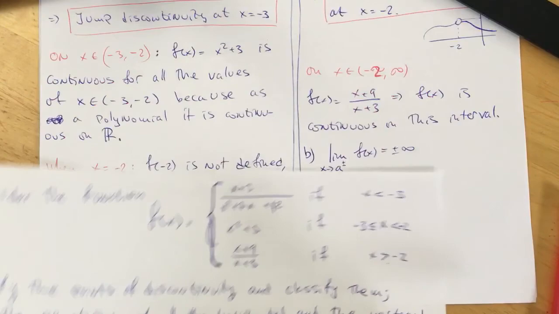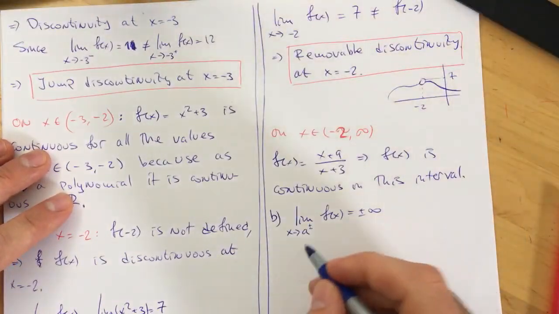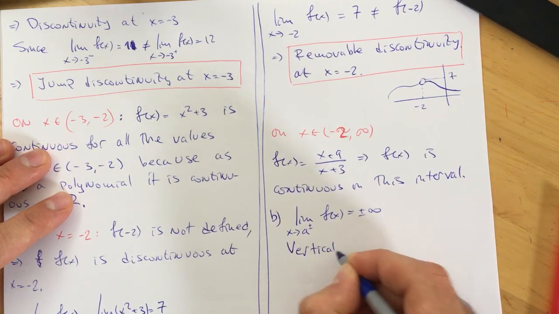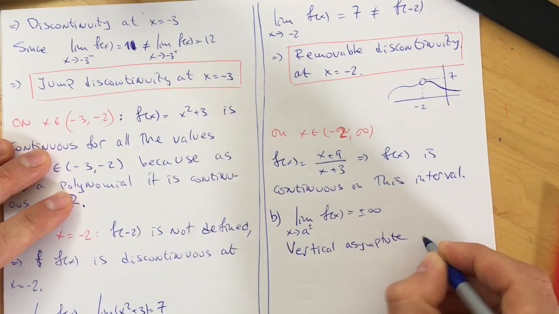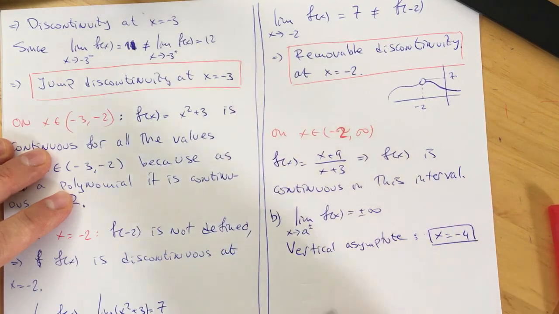So basically we have vertical asymptotes at the point where we have infinite discontinuity. The equation of the vertical asymptote is x is equal to negative 4.